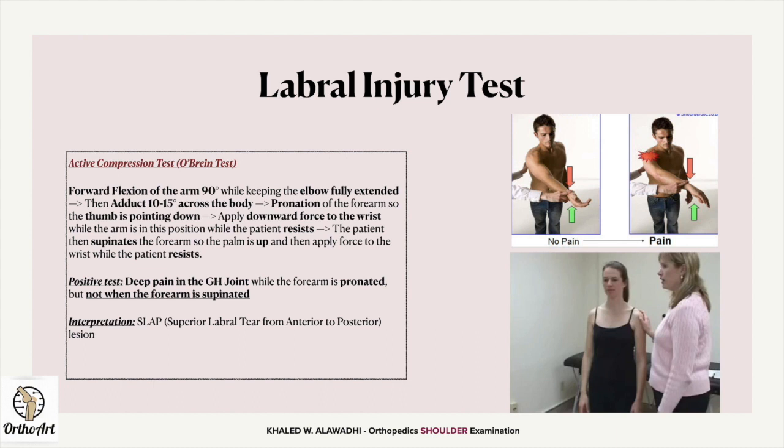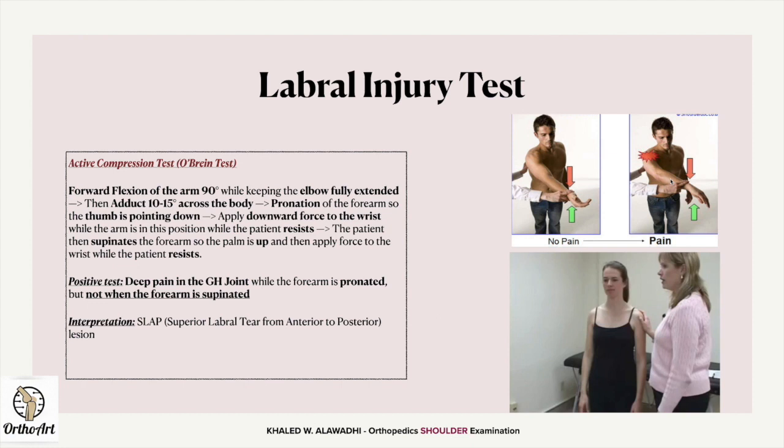Then you have the labral injury test. It's one test called the active compression test, so people call it the O'Brien test. You ask the patient to forward flex the arm 90 degrees, keeping the elbow fully extended, then adduct the shoulder 10 to 15 degrees as shown here in the picture. Then you ask the patient to pronate the forearm, so the thumb is pointing down. Then apply force to the wrist.